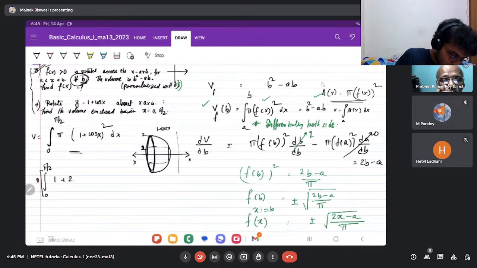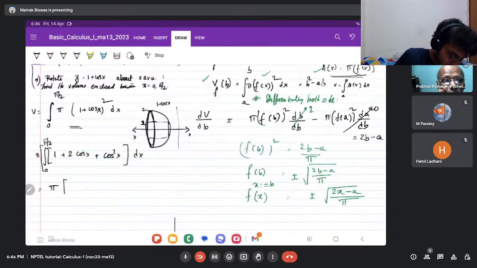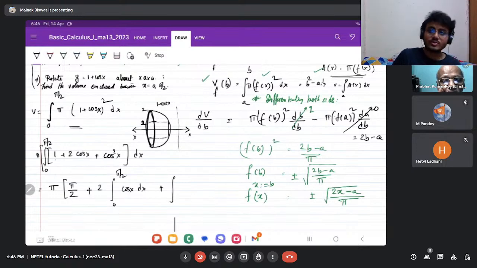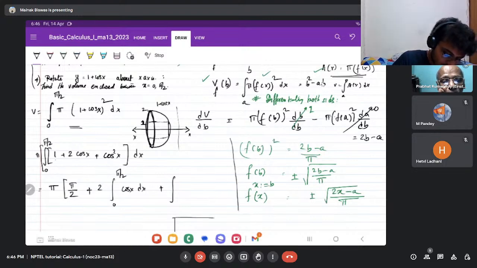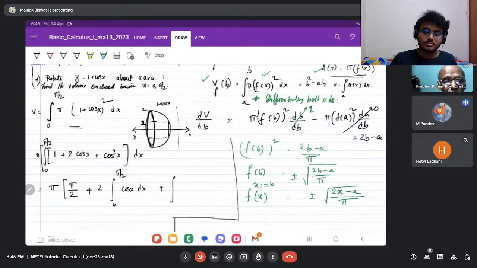So the integral of 1 plus 2 cos x plus cos square x dx from 0 to pi by 2. The first integral is pi by 2. Then 2 times cos x dx from 0 to pi by 2, plus how do we integrate cos square x? 1 plus cos 2x by 2.